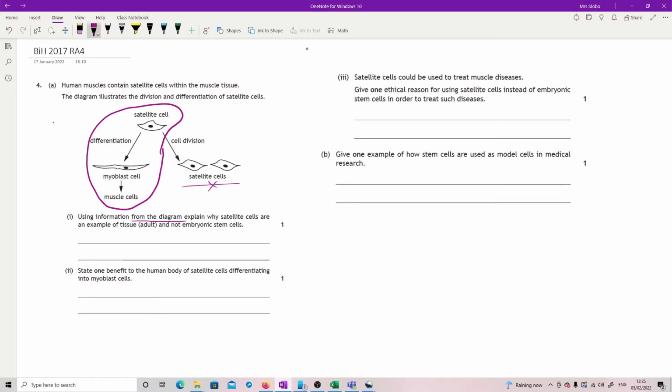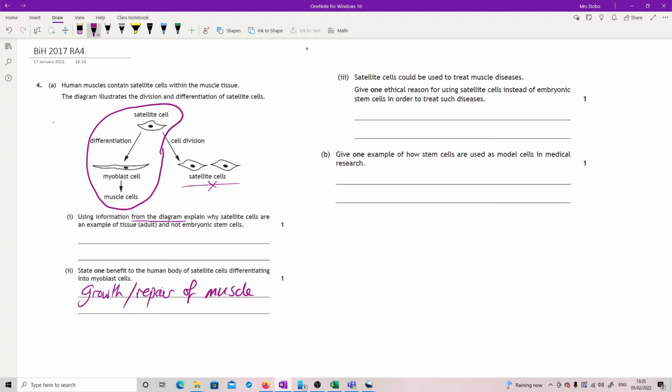State one benefit to the human body of satellite cells differentiating into myoblast cells. Well, myoblast cells are what then goes to muscle cells, so you're looking at growth or repair of muscle. Pretty much it. Okay.